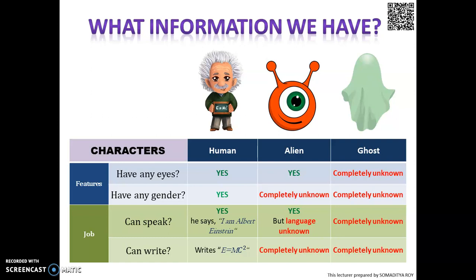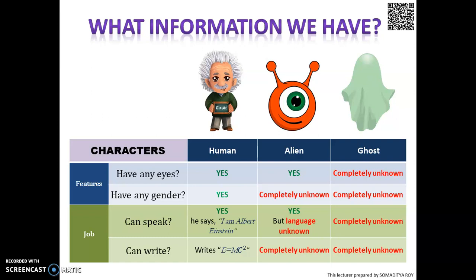So as far as these three different characters are concerned, we can say the human is properly defined. That means we are able to gather all the information of human. But for the alien, some of the properties or characters are known, like eyes or the feature speak. But there is some abstraction or unknown information, like the gender or the language alien uses for speaking, or whether there is any write job or not. And finally, the ghost. We have simply no idea about anything about ghost.